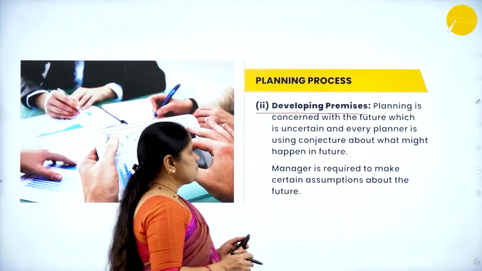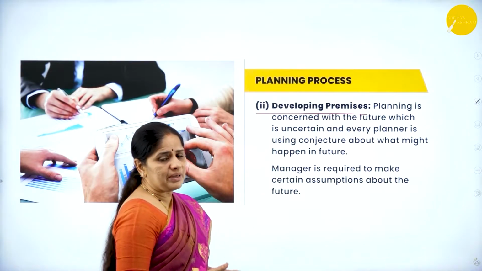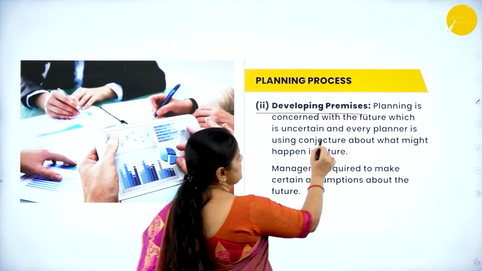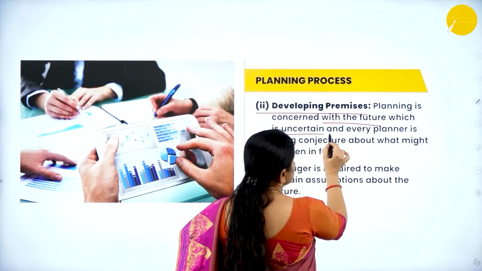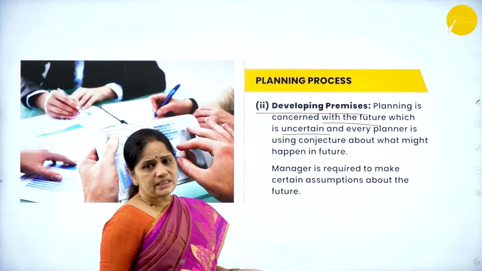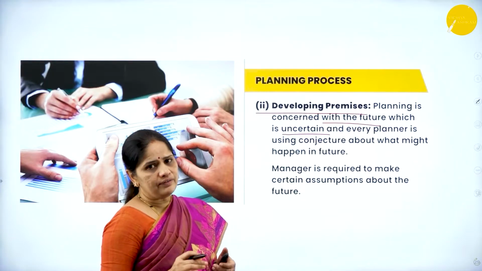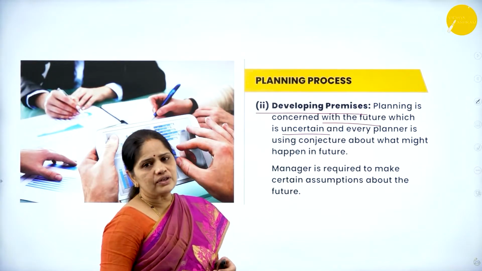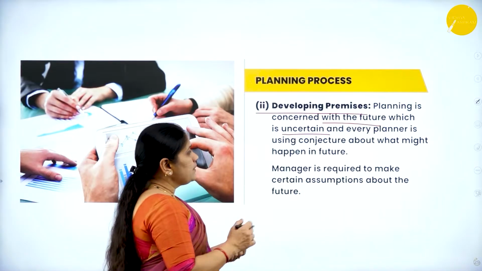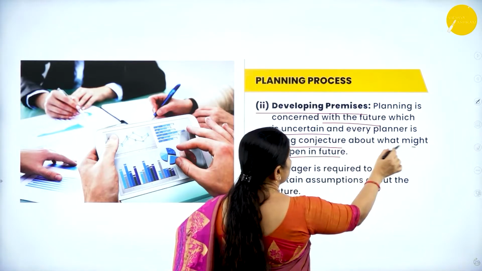Here, whenever we speak of premises, we have to think about the assumptions to be made when the plan is being carried out. So, planning is concerned with the future, which is uncertain. So, this we all know. We don't know what will happen in the next moment or the next second. But we always plan for the future. So, the future itself is uncertain. But then, every planner is using conjecture about what might happen in the future.